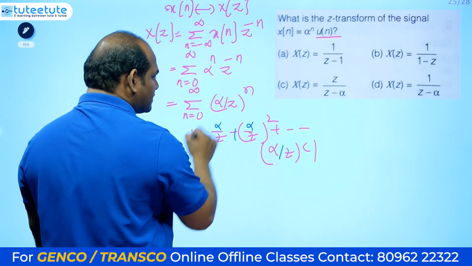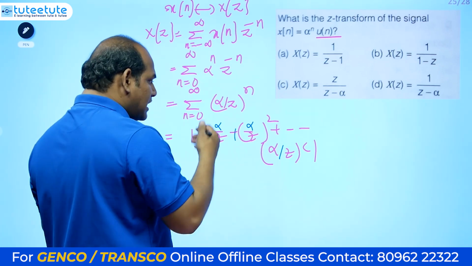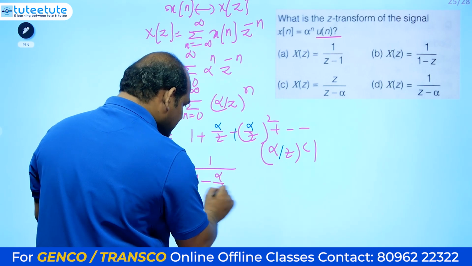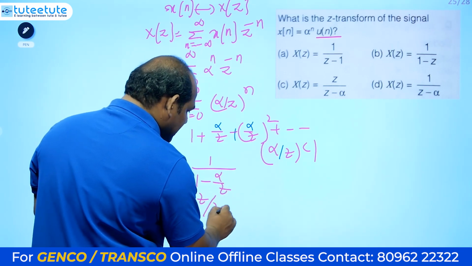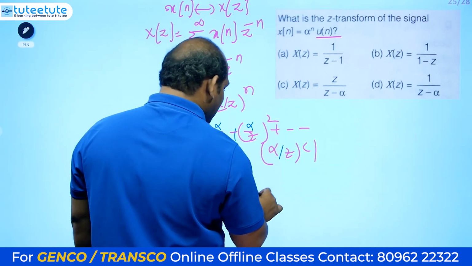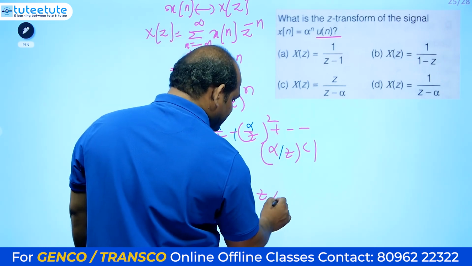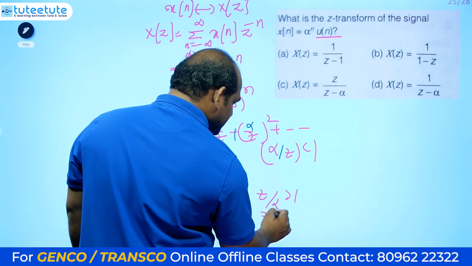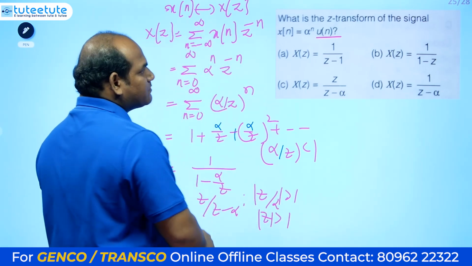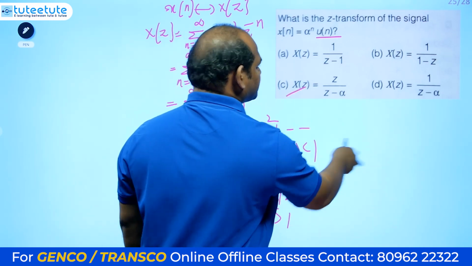So what is the summation of this particular GP series? First value by 1 minus the common ratio, that is alpha by z. So it is equal to z by z minus alpha, provided this condition is satisfied. Okay, so z by alpha is greater than 1, that means mod z is greater than alpha. So z by z minus alpha is the correct option.